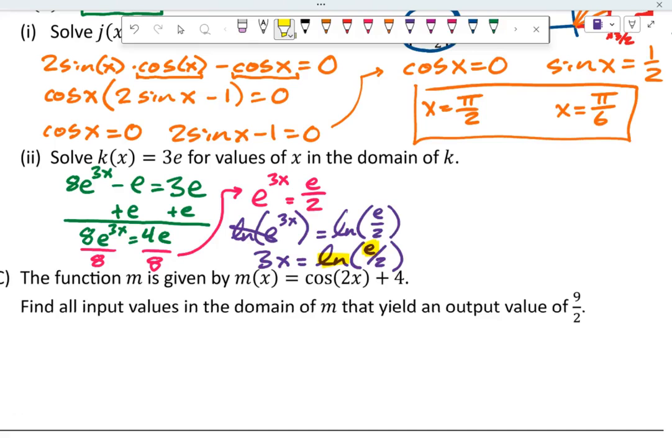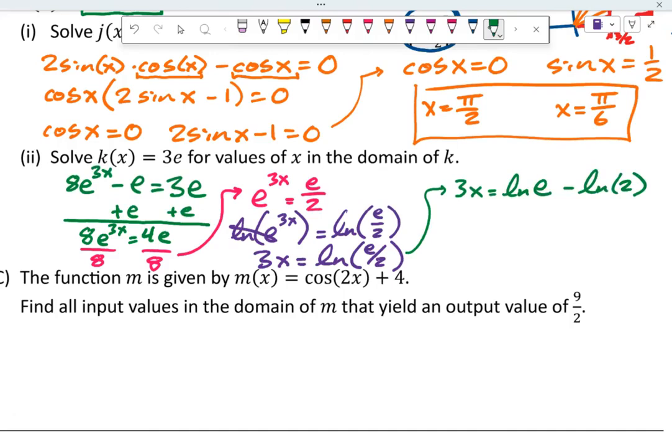Yes, but I need to use my log properties first. I have division there. What would that change into? So 3x equals ln of e minus ln of 2. Now, ln of e, I can simplify. What would that simplify to? What's the power on the e if you don't see it? 1.